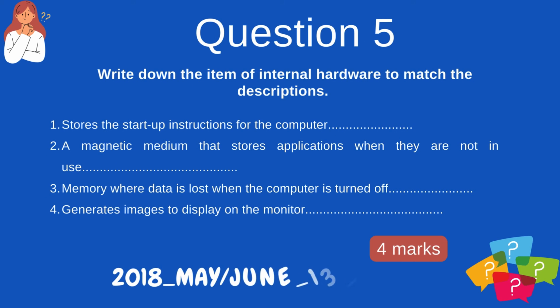And lastly, question 5. Write down the item of internal hardware to match the descriptions. 1. Stores the startup instructions for the computer. 2. A magnetic medium that stores applications when they are not in use. 3. Memory where data is lost when the computer is turned off. 4. Generates images to display on the monitor. The question comes from 2018, May-June Paper 13, Question 1.